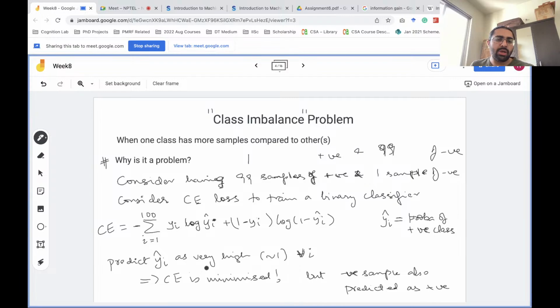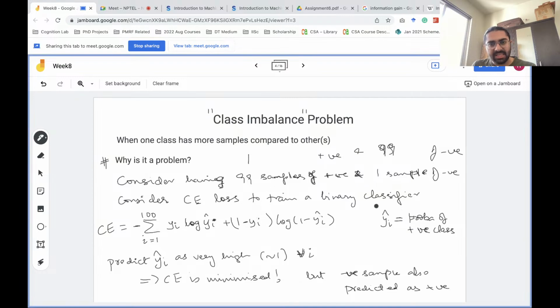CE loss. So what it'll do is it'll just say yi hat, the output, is always very high. It'll say, okay, just output close to 1, like 0.99 always for all the samples, regardless of whatever the sample is, whether it is positive or negative, I don't care. I'll just keep on giving a very high probability for all the samples. Now this will cause the CE to get minimized if you think about it. Why? Because when you predict yi to be very high for the 99 samples that you have, this log yi into yi when you take the negative, that will be very low.